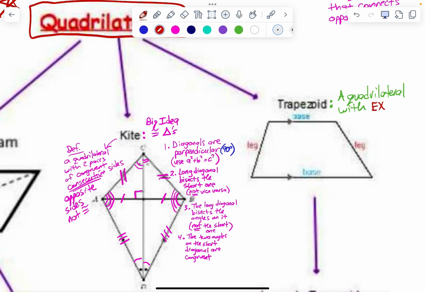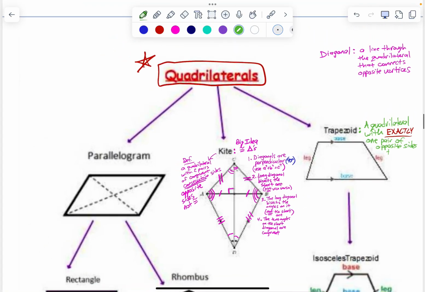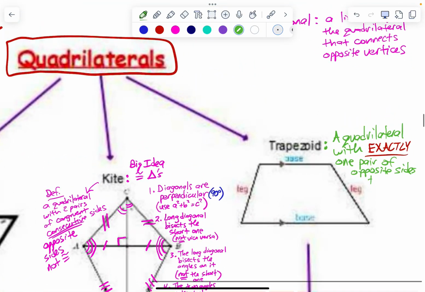So make sure it stands out. So exactly one pair of opposite sides. Why is it like right on the edge over there? That says sides, it got cut off. That are parallel.